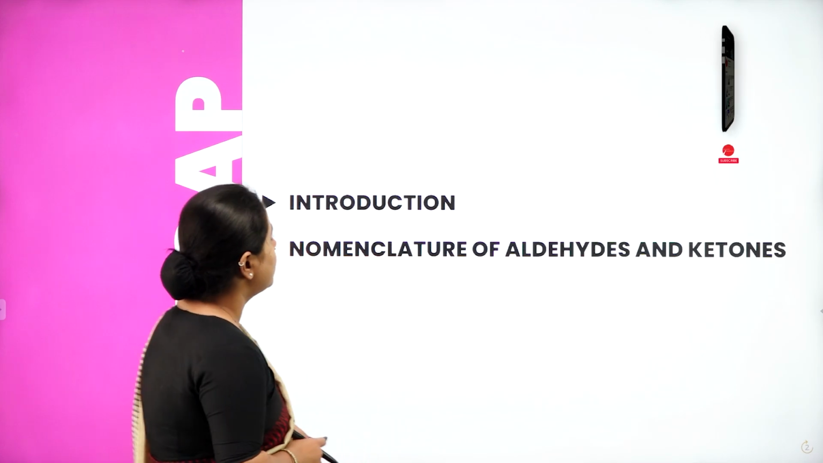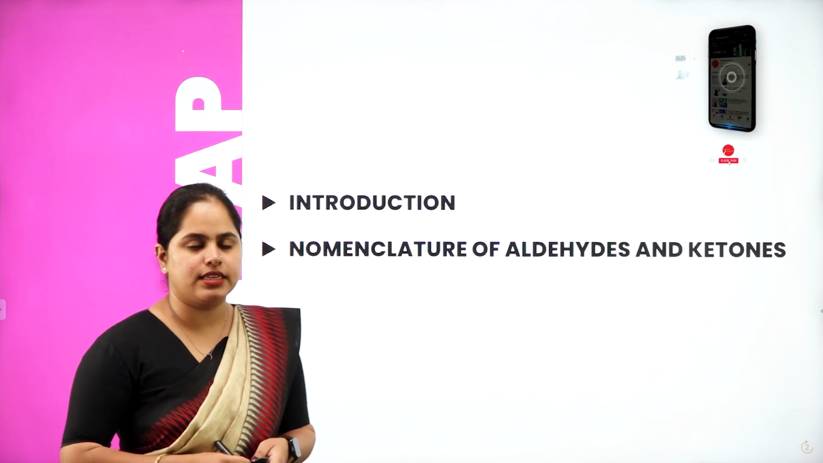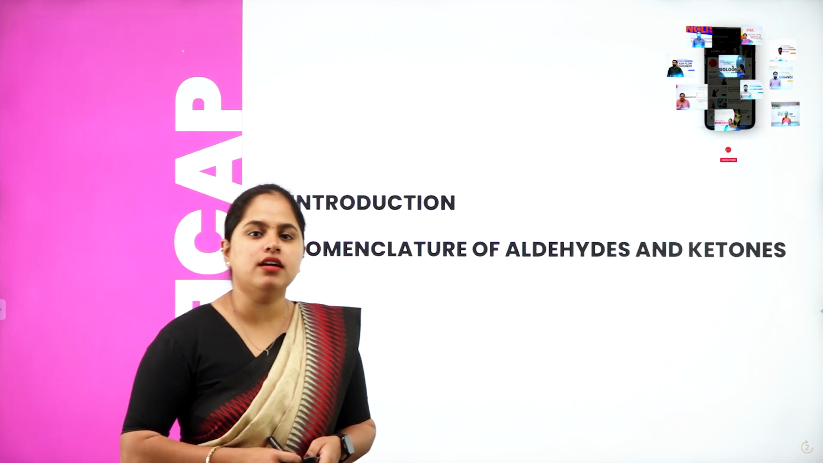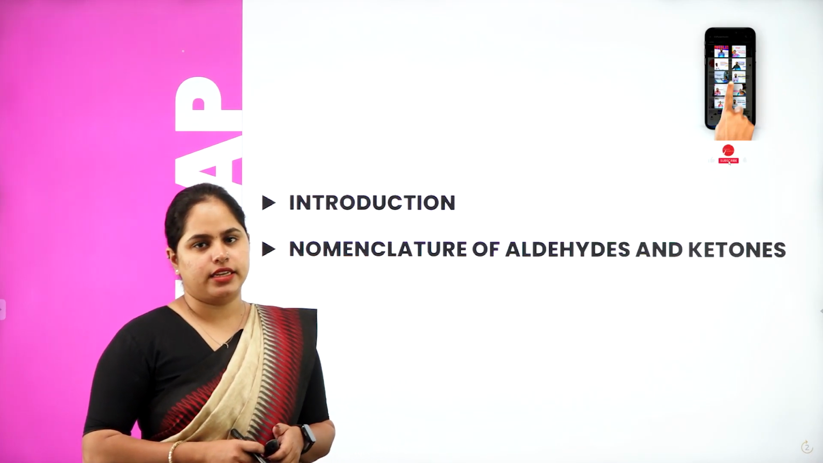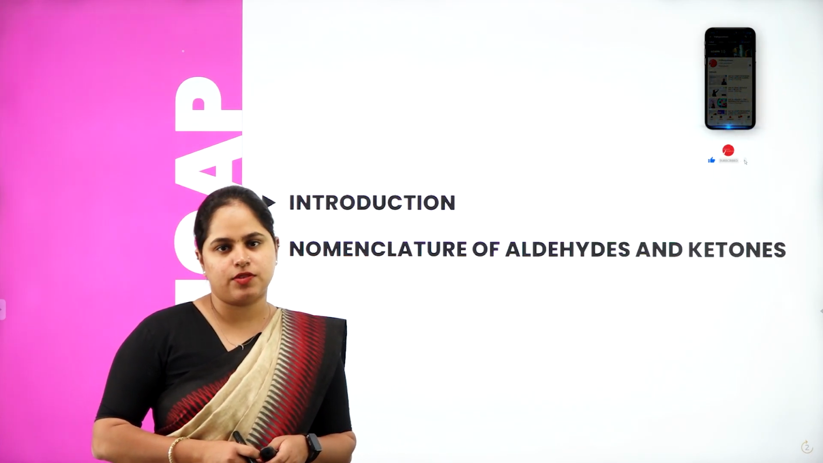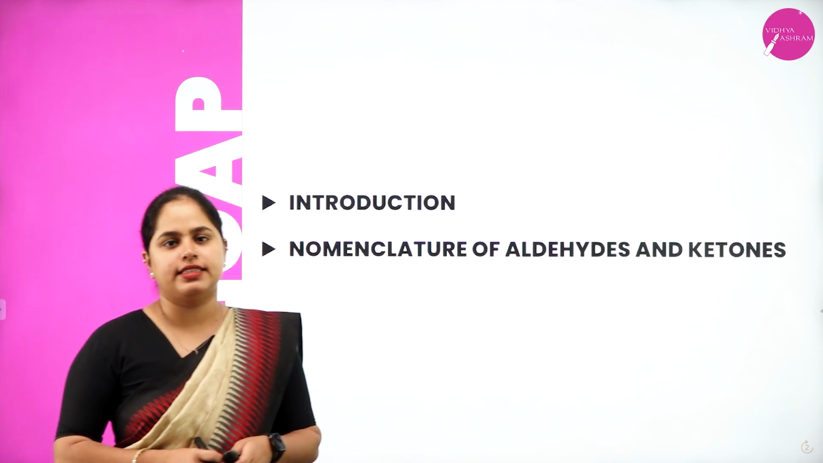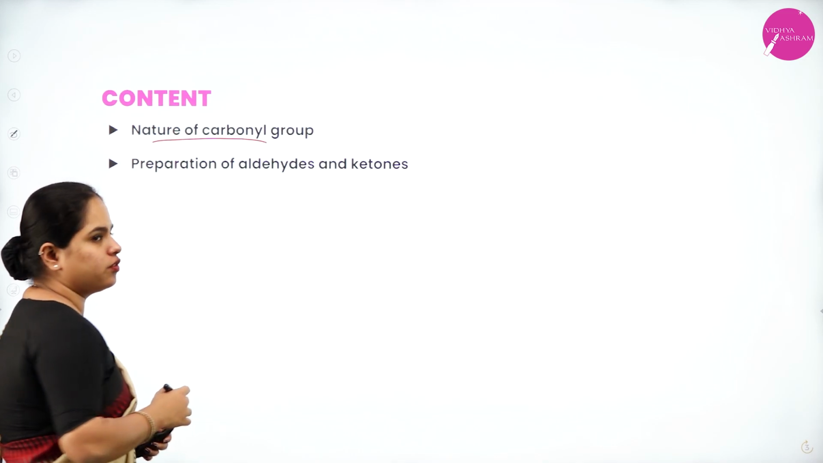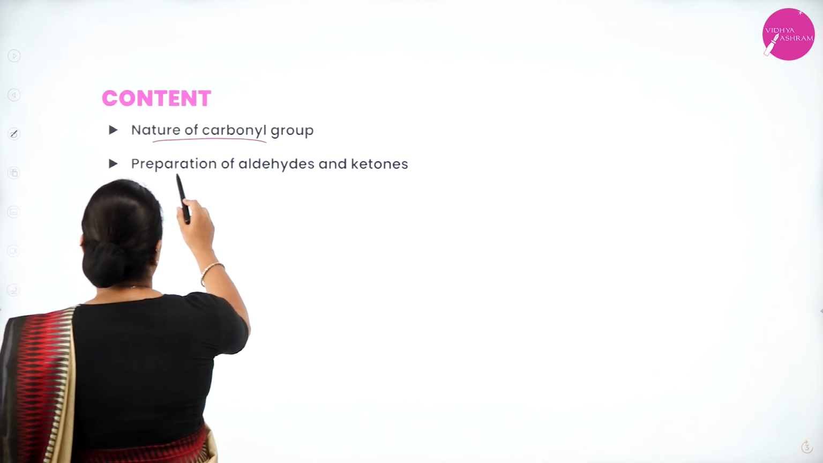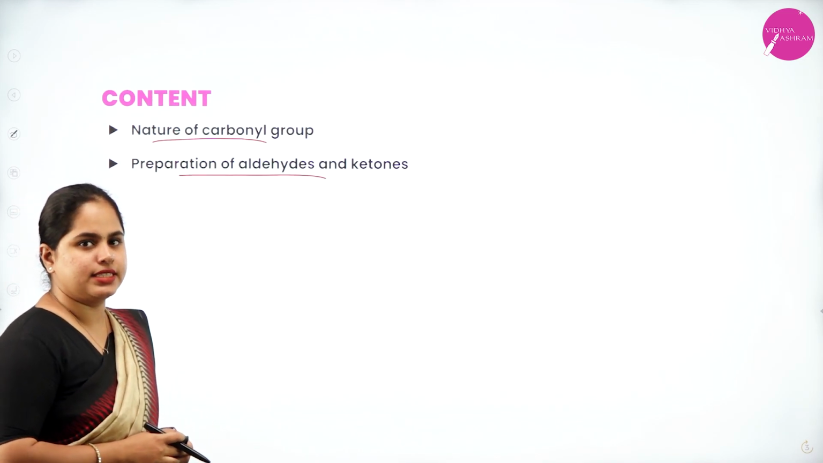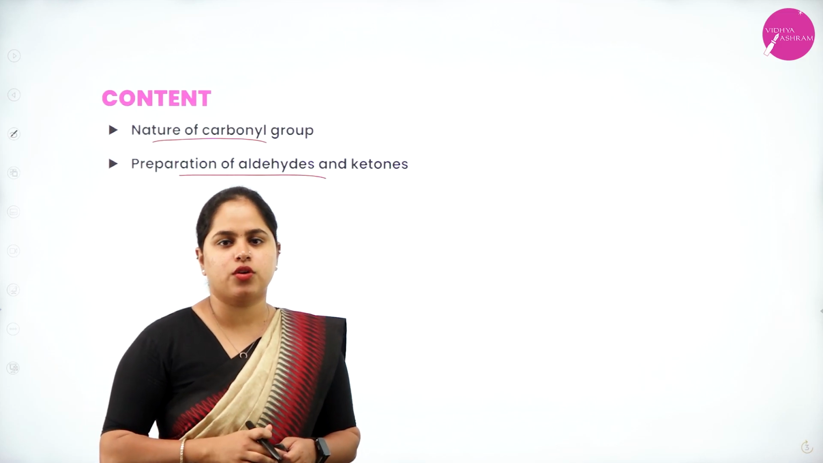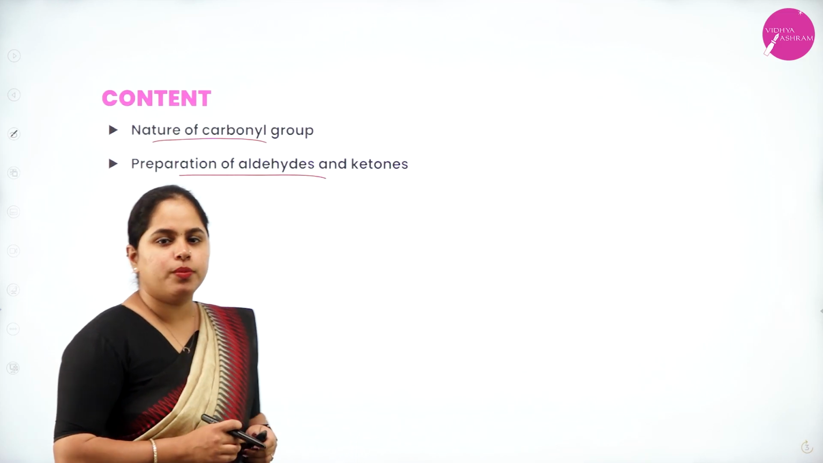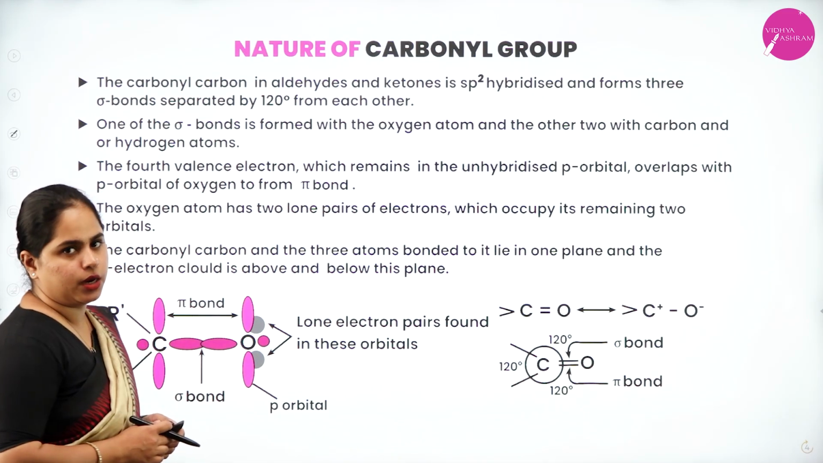So in the last session, we started with what are aldehydes and ketones, right? We had an introduction to that and then we discussed the nomenclature of aldehydes and ketones, that is IUPAC as well as the common names of aldehydes and ketones. So in today's session, we are going to first see what is the nature of carbonyl compound and then we are going to study the preparation of aldehydes and ketones. In detail, we are going to study the preparation of aldehydes in this session. So to begin with, the nature of carbonyl compound.